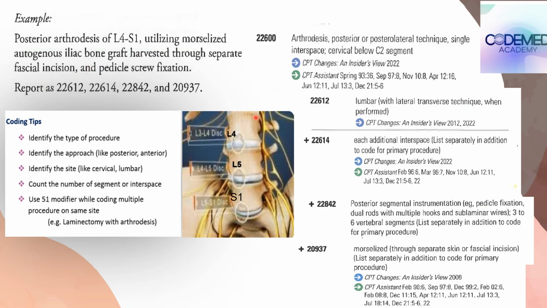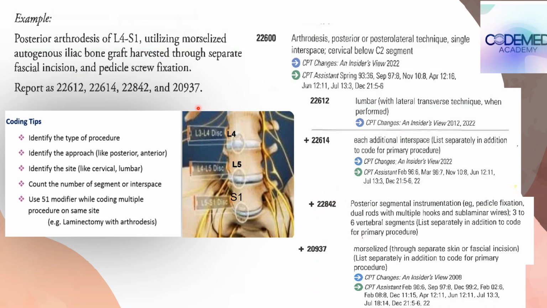Now there is a 22842 code that talks about the posterior segmental instrumentation, for example pedicle fixation, and here they have given 3 to 6 vertebral segments. So here they are counting the segments, there they are counting the interspaces. So pay attention to those words because they are very important. So this covers our instrumentation.